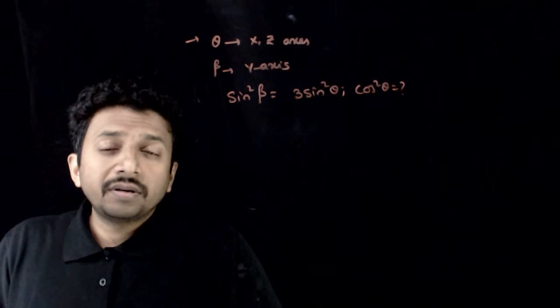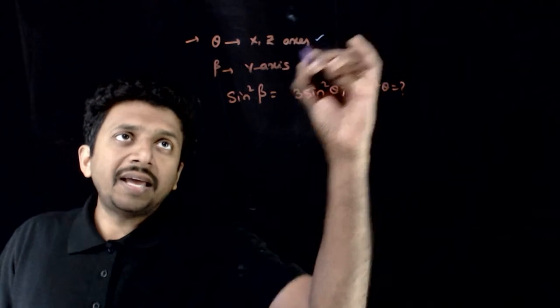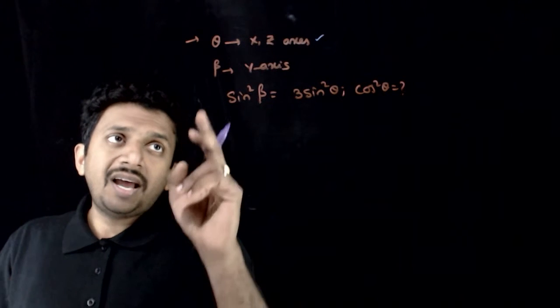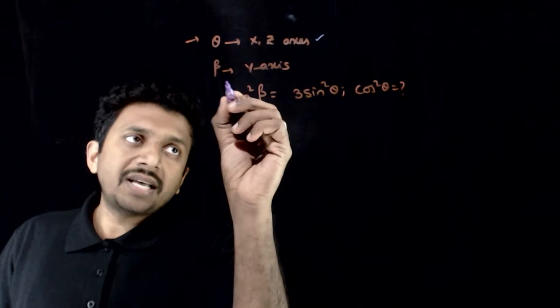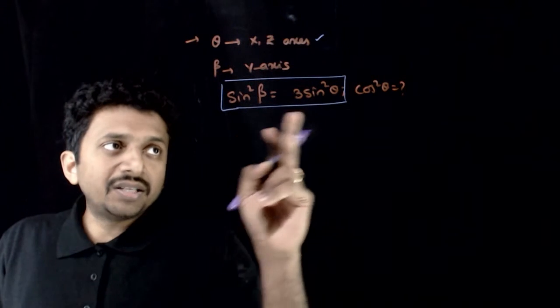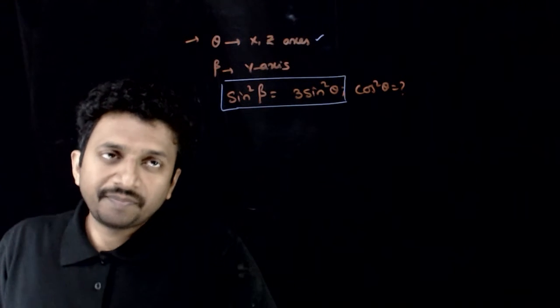So welcome students. In this question, you're given that a line makes an angle theta with both the x and z axes, and beta with the y axis, such that sine square beta is equal to 3 times sine square theta. If that is so, what is the value of cos square theta?